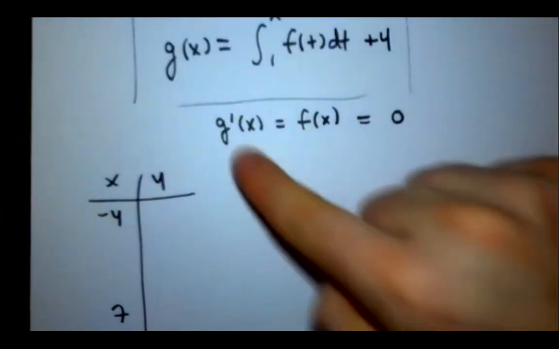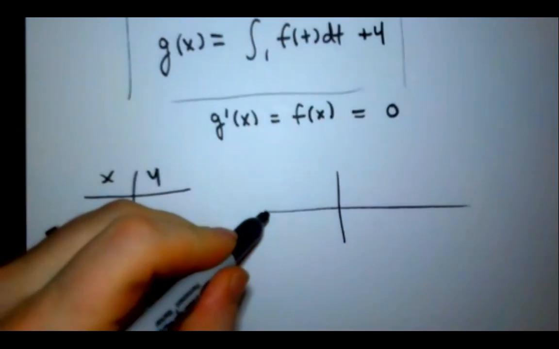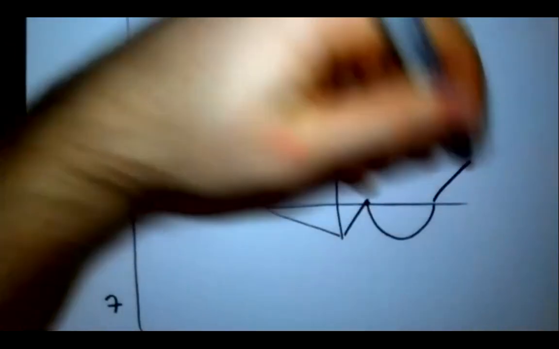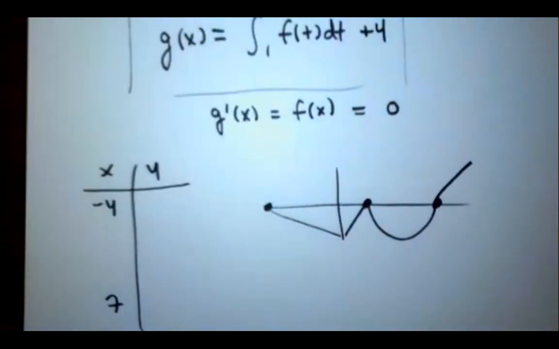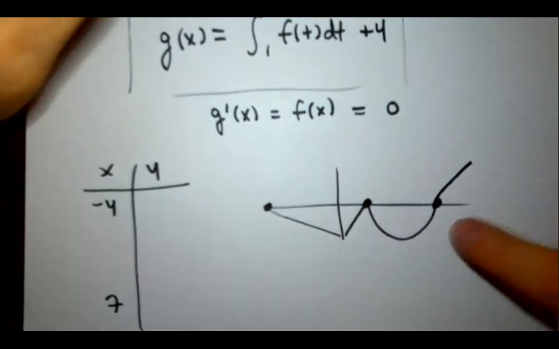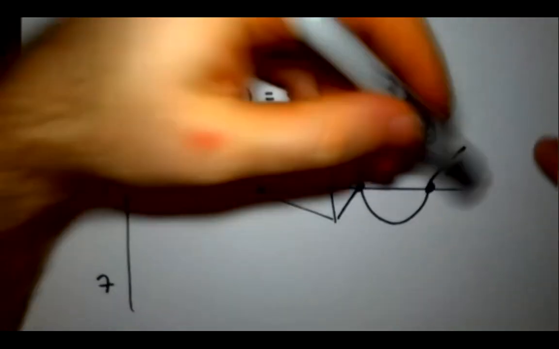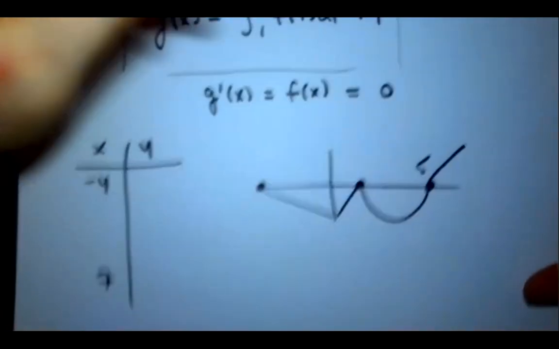So g prime being 0 is the same thing as f being 0. And then f being 0, you had a graph that looked like this. F being 0 is going to happen here and here and here. And then I was saying, all right, since we're treating this as a derivative graph, for it to be any kind of max or min, it's got to cross the axes. And the only spot where that happened was 5.